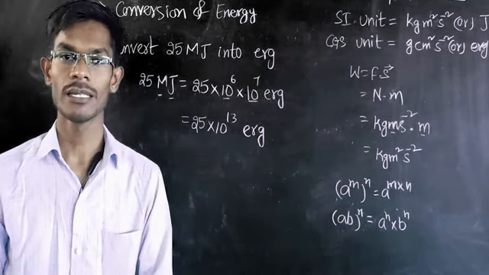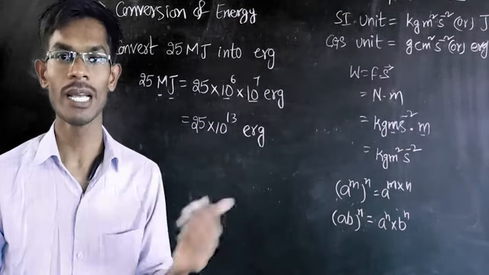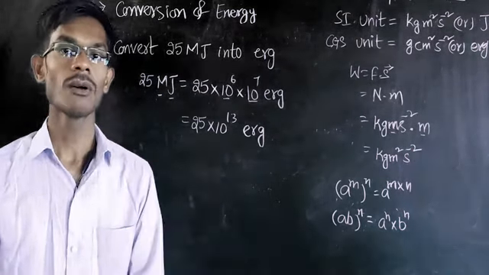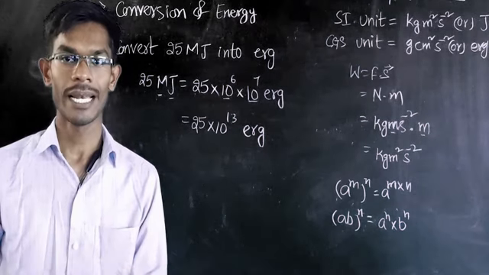And for force, 1 Newton is equal to 10 to the power of 5 dyne, and 1 dyne is equal to 10 to the power of minus 5 Newton. These are the two conversion factors that we will use for force conversion. Then for energy, 1 joule is equal to 10 to the power of 7 erg, and 1 erg is equal to 10 to the power of minus 7 joule. These are the two conversion factors that we will use for energy conversions.